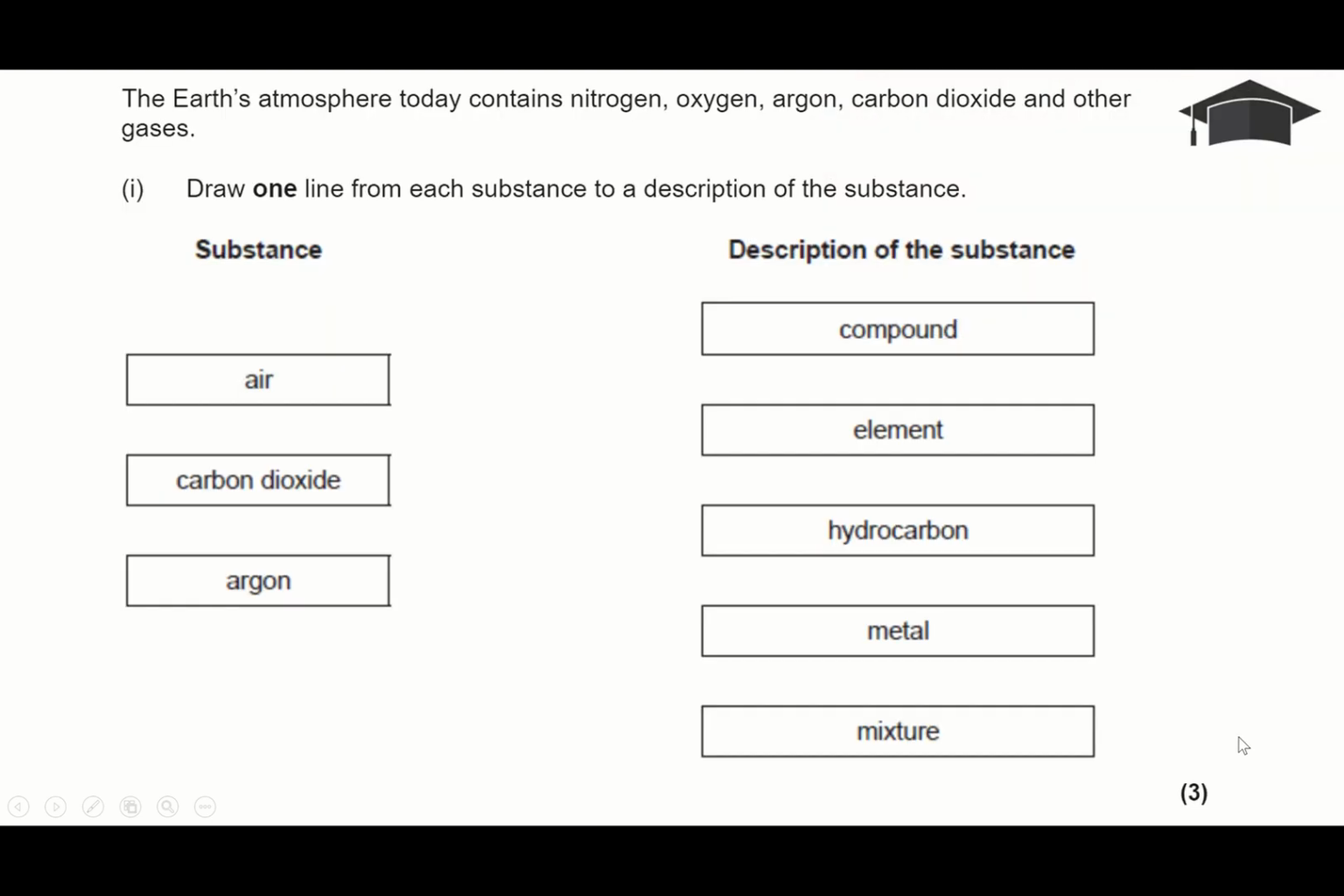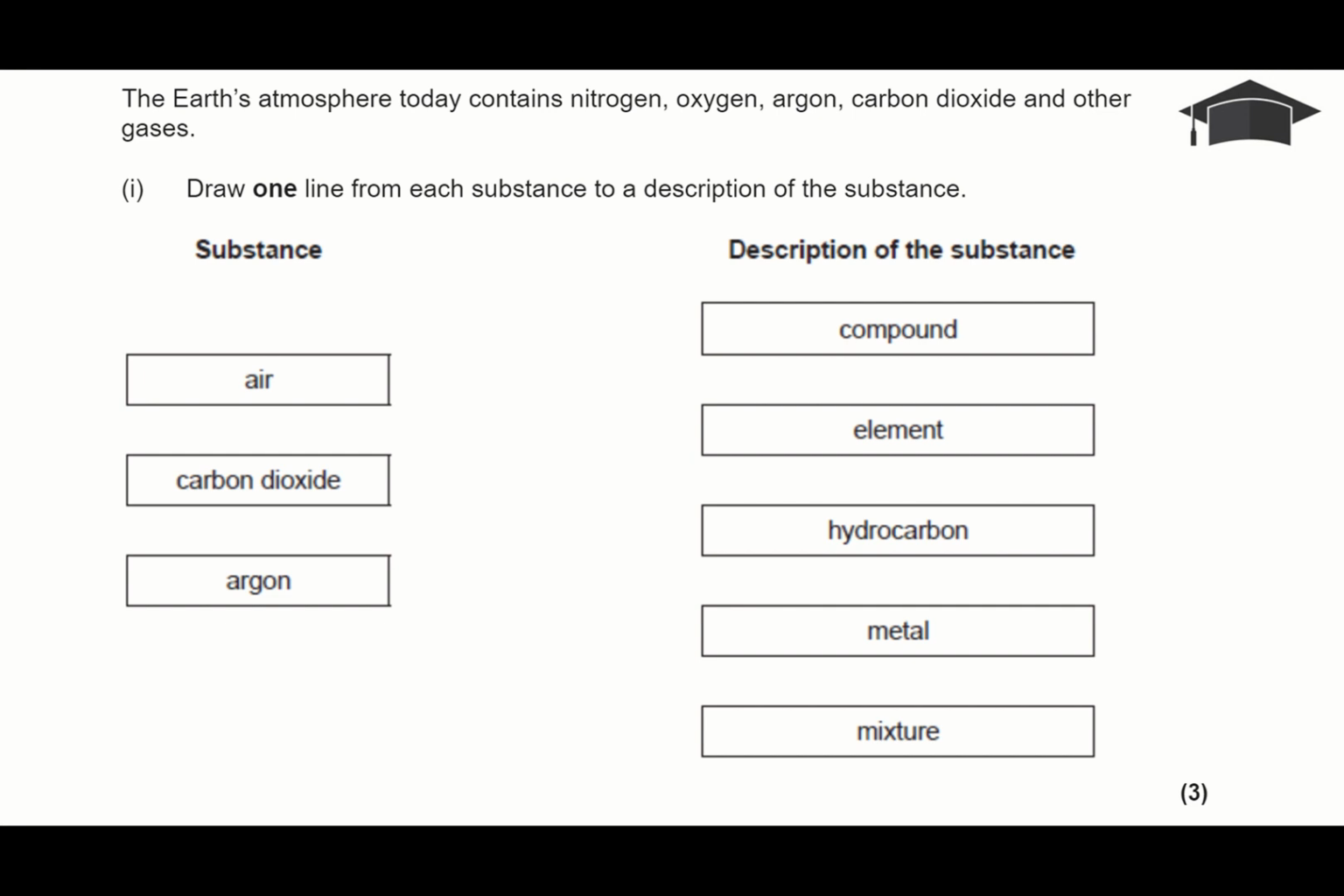Now let's move on and assess ourselves. Let's see how much we've actually learned. So here's an exam question. The Earth's atmosphere today contains nitrogen, oxygen, argon, carbon dioxide and small percentages of other gases. Draw one line from each substance to a description of the substance. So air, which is the atmosphere, is it a compound, element, hydrocarbon, metal, mixture? Carbon dioxide, again, what is it in terms of description?